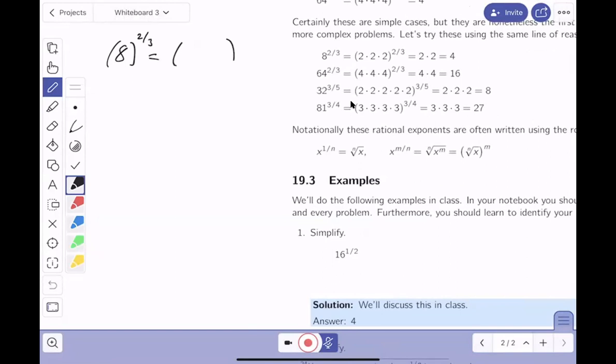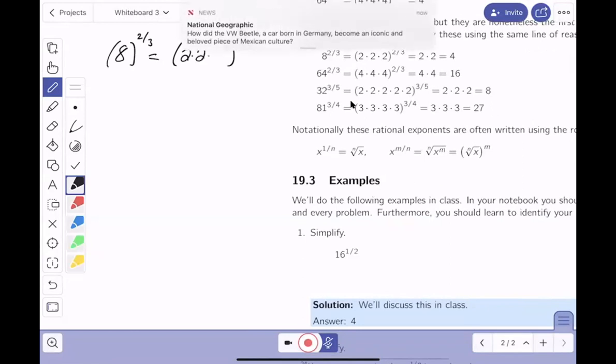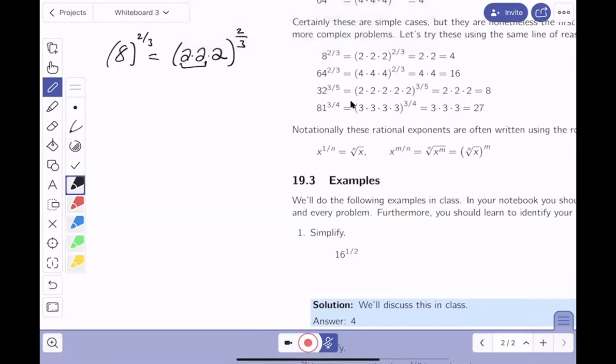These are fractional powers. What do they want? They want 2 of the three equal factors of 8. Well, the three equal factors are 2 times 2 times 2, and 2 times 2 times 2 is 8. But what do they want? They want 2 of those factors. So what's it going to be? 2 times 2. What's 2 times 2? 4.